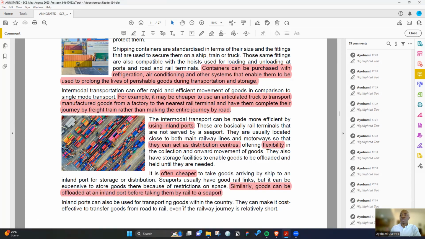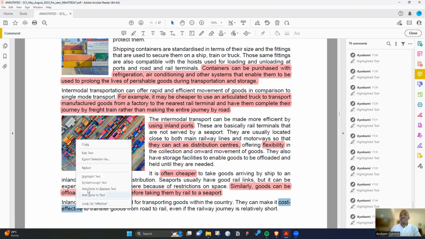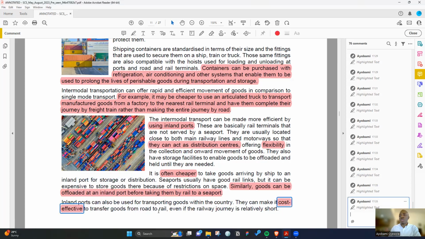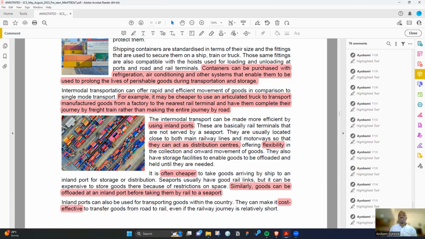Inland ports can also be used for transporting goods within the country. They can make it cost effective. Once again, those are the things that we are looking for. Cost effective to transfer goods from road to rail, even if the railway journey is relatively short. So inland ports are a key part of intermodal means of transportation, can be used to achieve cheaper costs of transporting goods. It can be used to achieve flexibility. It can act as distribution centers, and it can also serve as storage facilities to enable goods to be offloaded until they are needed.